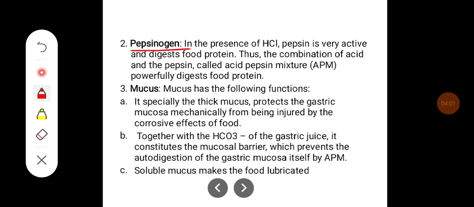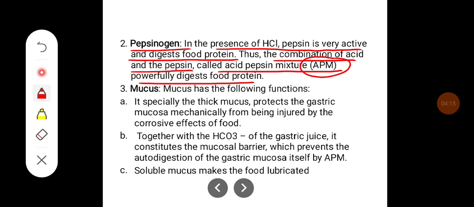Pepsinogen. In the presence of HCl, pepsin is very active and it digests the food protein. Thus, the combination of acid and pepsin is called as acid-pepsin mixture, that is APM, and it is a powerful digester of the protein.